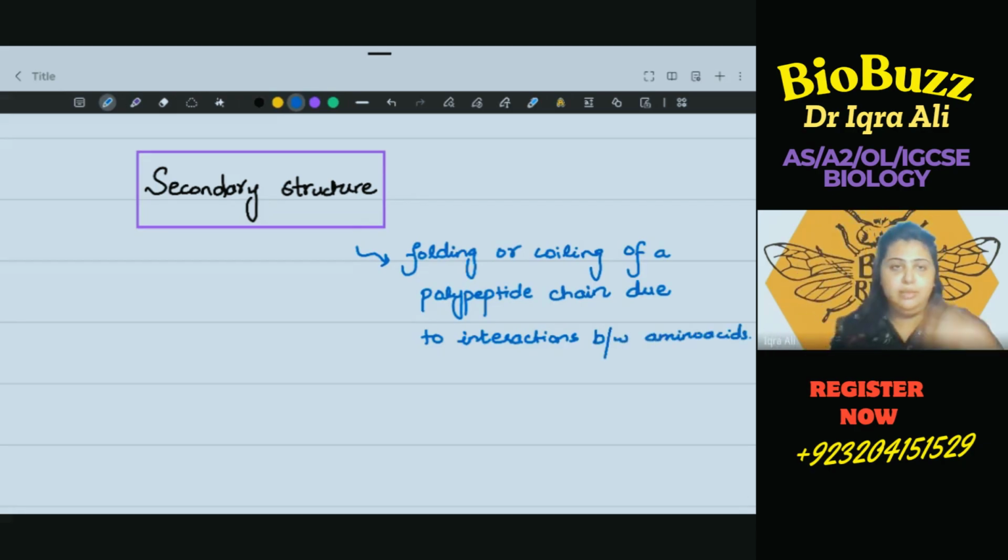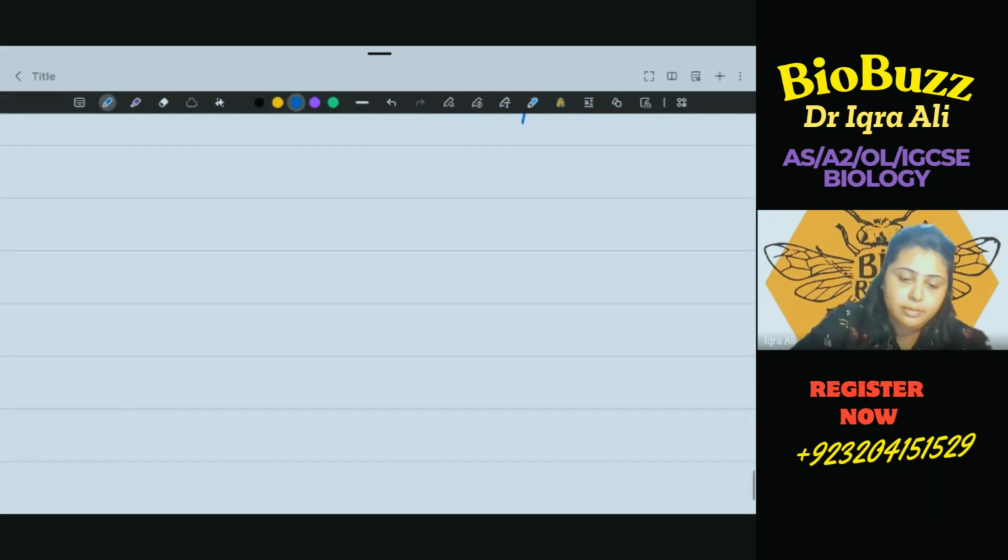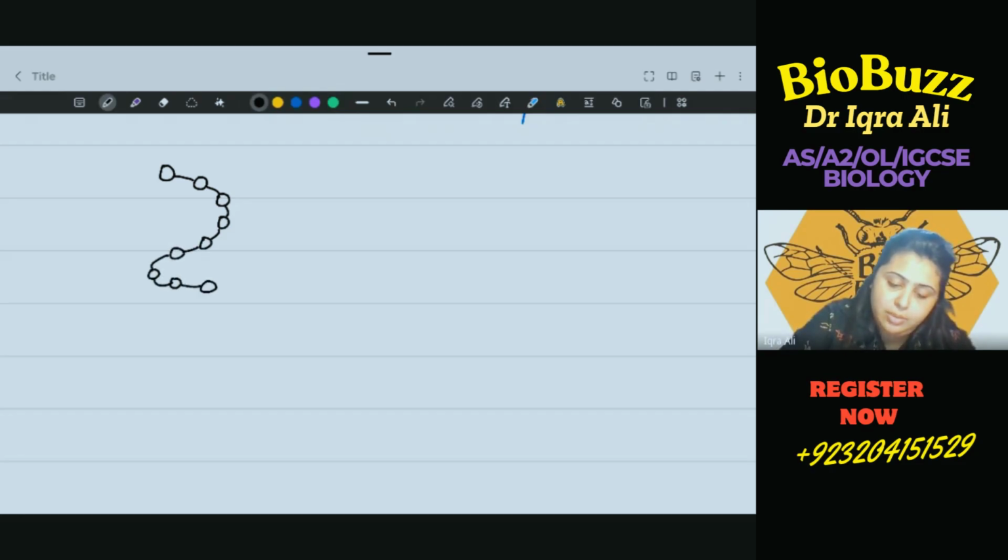Okay, so we are going to see the folding or coiling. Don't take tension right now, I will tell you how all the folding and coiling happens. So for example, we have a very long chain of the polypeptide, and in such a long chain, it started folding. Okay, so let's see how it is going to start folding. First of all, we have a long chain of amino acids and it starts folding. This is called the folding and coiling of amino acids, but it is not that simple.